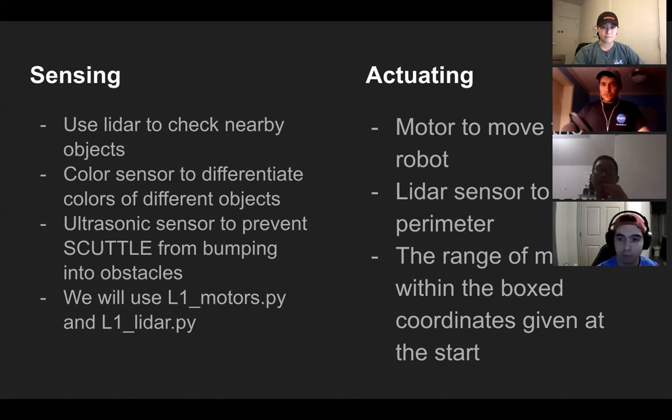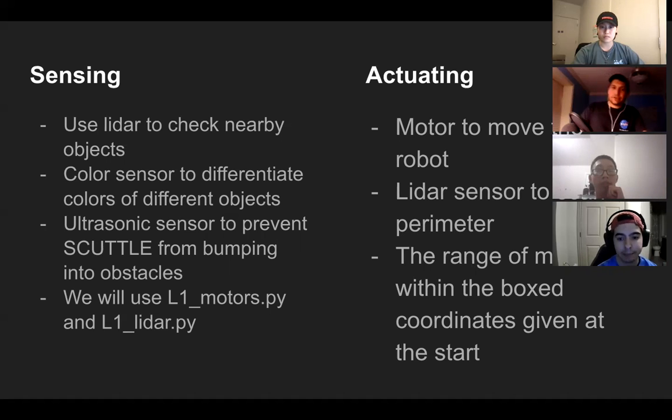For actuating, there's fairly few actuating portions. We're going to use the motors to move the robot around the location or the boundary that we've established. We're going to use the LiDAR sensor to scan around this area and determine where the objects are and how far away things are from it.